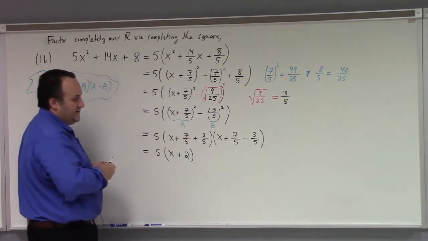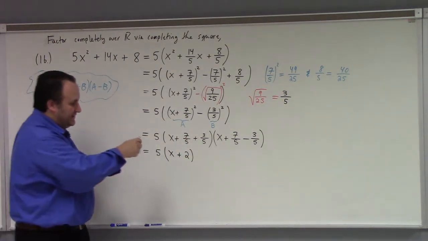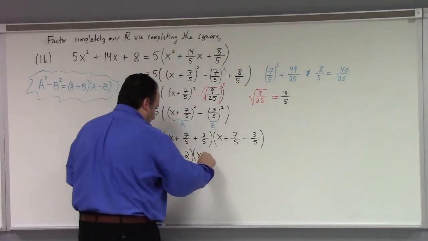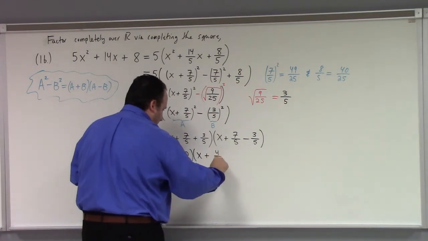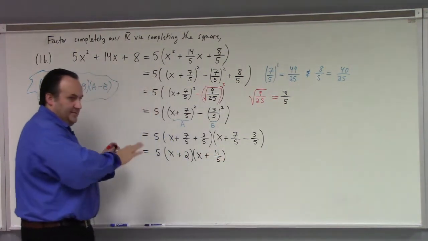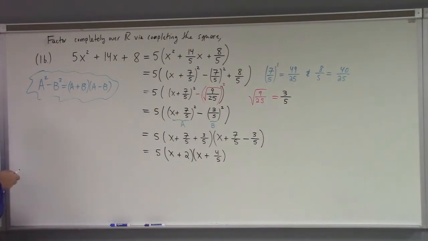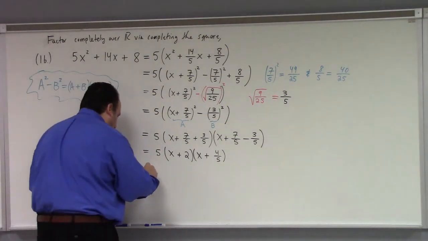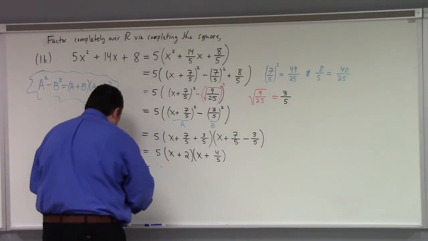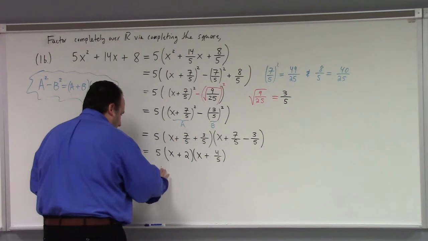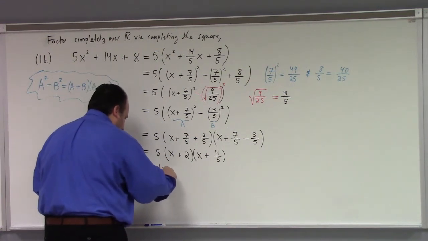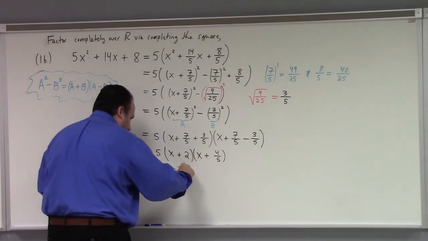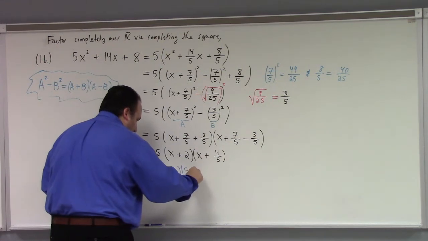And what's 7 minus 3? 7 minus 3 is 4. So that's times x plus 4/5. So that's a perfectly fine answer, right? But we could multiply the 5 through the second factor. What would that give us? If we multiply the 5 through, we're going to have x plus 2 times what? Times 5x plus 4, right?